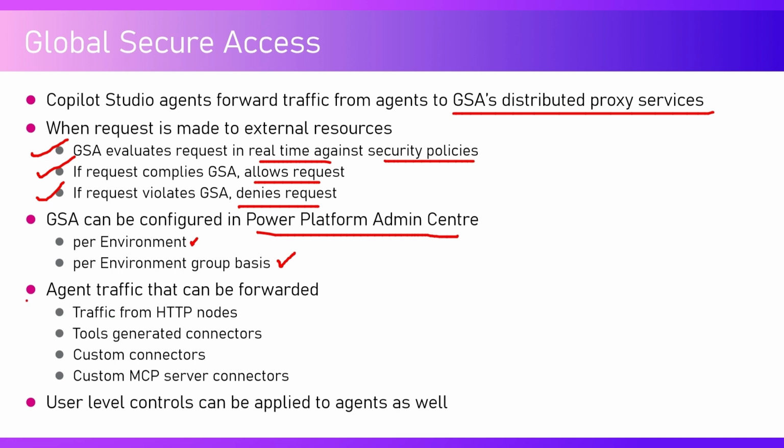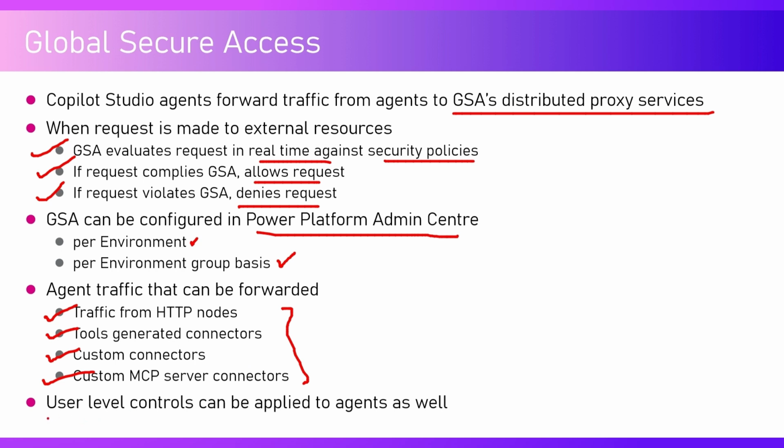Agent traffic that can be forwarded. The kinds of agent traffic that can be forwarded are the traffic from HTTP nodes, tools-generated connectors, and custom MCP server connectors. All these items listed here can access information. So, HTTP nodes, anything you create using tools, custom connectors, or custom MCP server connectors are not controlled, so you may need to protect that piece of service or information. GSA will help you achieve that.